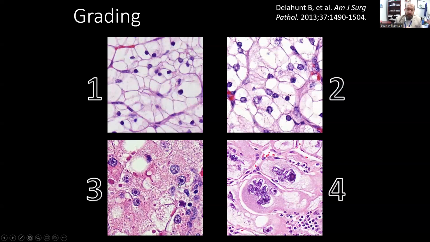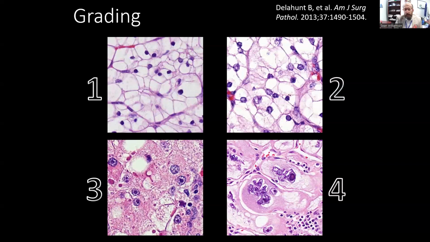And again, this is just a transition from the cells looking more normal to cells looking less normal. And finally, grade 4, the nuclei look really abnormal with kind of irregular shapes. They're not even round anymore. They're kind of jagged, zigzagged. They're not these round circles anymore.